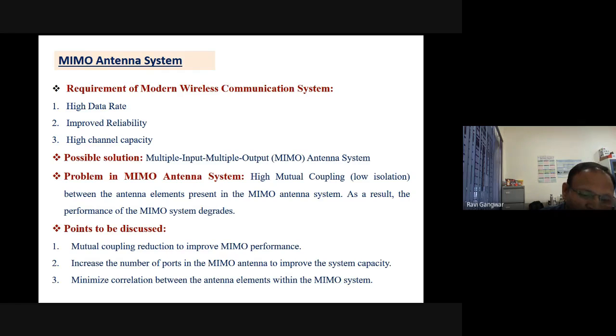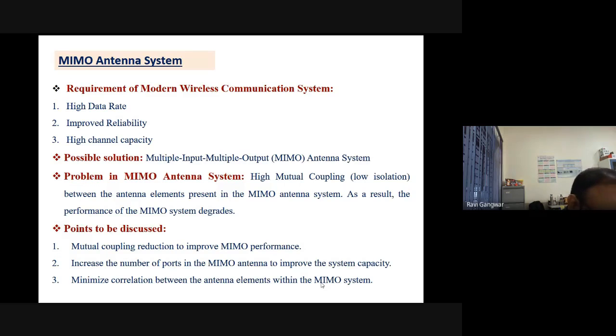increase in the number of ports, because our requirement is high channel capacity. That means we require to increase the system capacity, so we have to increase the number of ports. So this is another point that we have to discuss, how we are going to increase the number of ports. Then, minimizing correlation between the antenna elements within the MIMO systems.